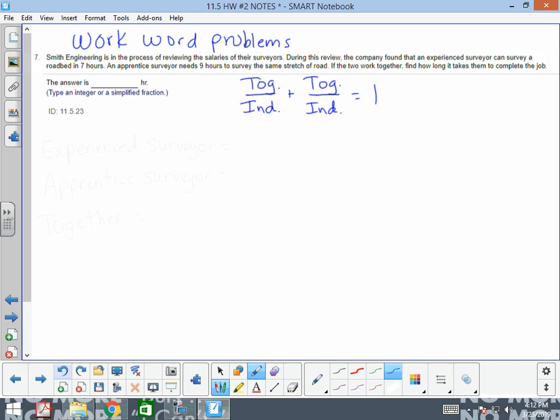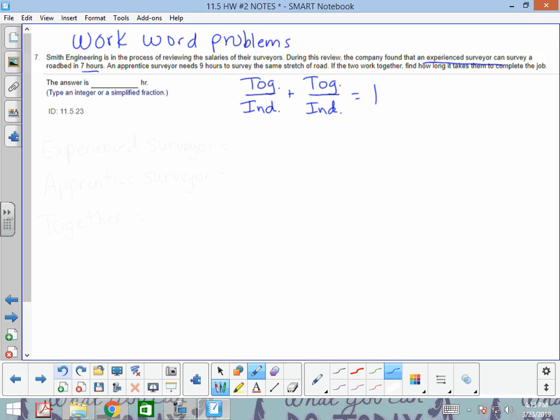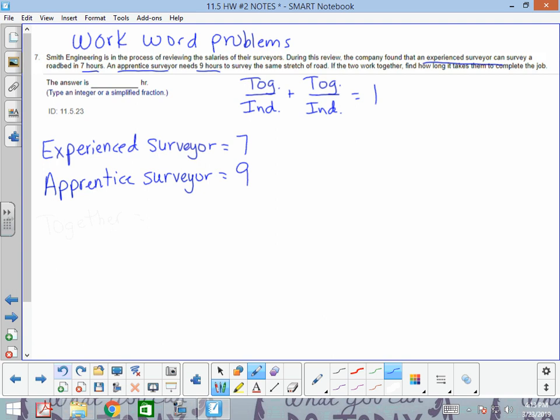Alright, so Smith Engineering is in the process of reviewing the salaries of their surveyors. During this review, the company found that an experienced surveyor can survey a roadbed in 7 hours. So an experienced surveyor will take 7 hours. An apprentice surveyor needs 9 hours to survey the same stretch of road. So the apprentice surveyor takes a little bit longer. If they work together, how long will it take them to complete the job? And no, it's not 8.